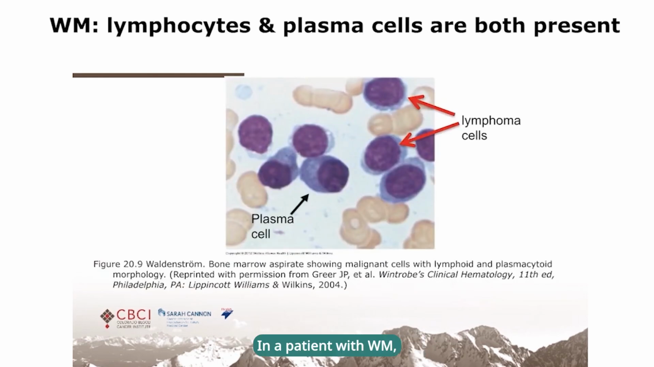So this is a slide showing what these cells look like on a bone marrow aspiration. In a patient with WM, when you have the needle put into your pelvic bone and we withdraw the bone marrow aspirate, you can see both these lymphocytes, which I've designated with a red arrow on this slide, and plasma cells with a black arrow. These cells are all related, and you'll find them present in the bone marrow biopsy of each and every patient who carries the diagnosis of WM.